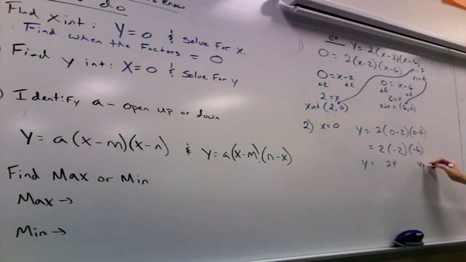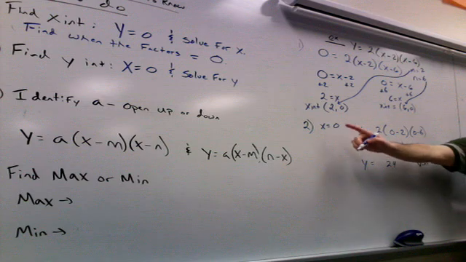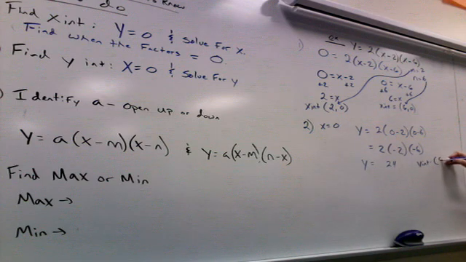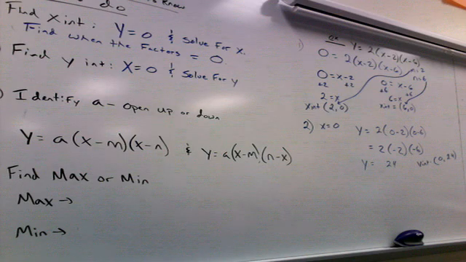All right. So then our y-intercept: our x is 0, and our y is 24. Okay. Are there any questions about how I found the x-intercepts and the y-intercept?